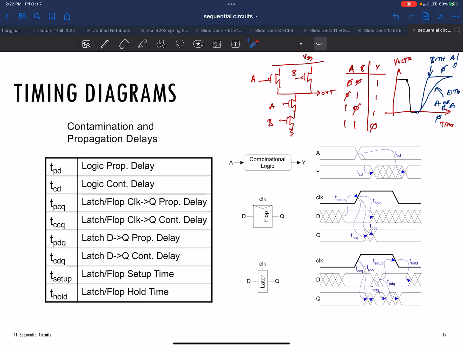The maximum time is what you usually hear about, and it is called the propagation delay. And the minimum time is called the contamination delay. So minimum is called the contamination delay, the maximum is called the propagation delay.